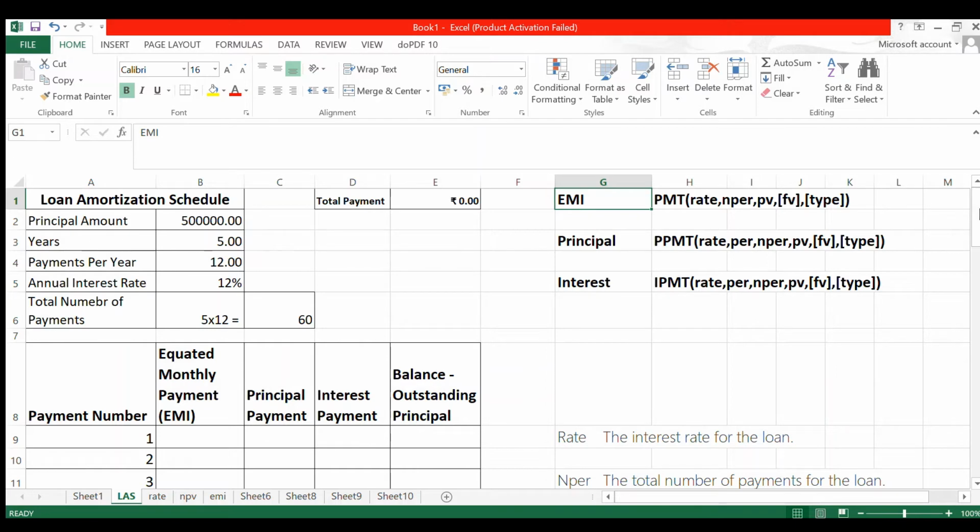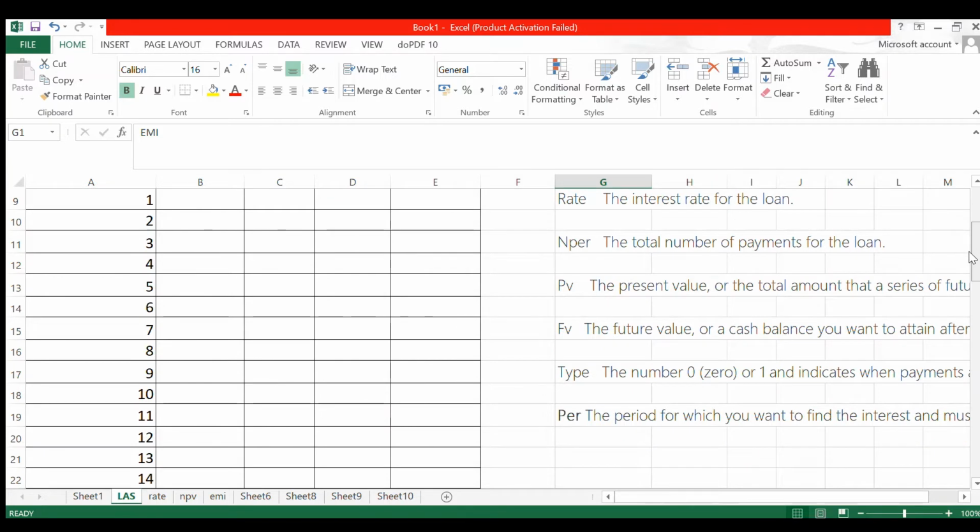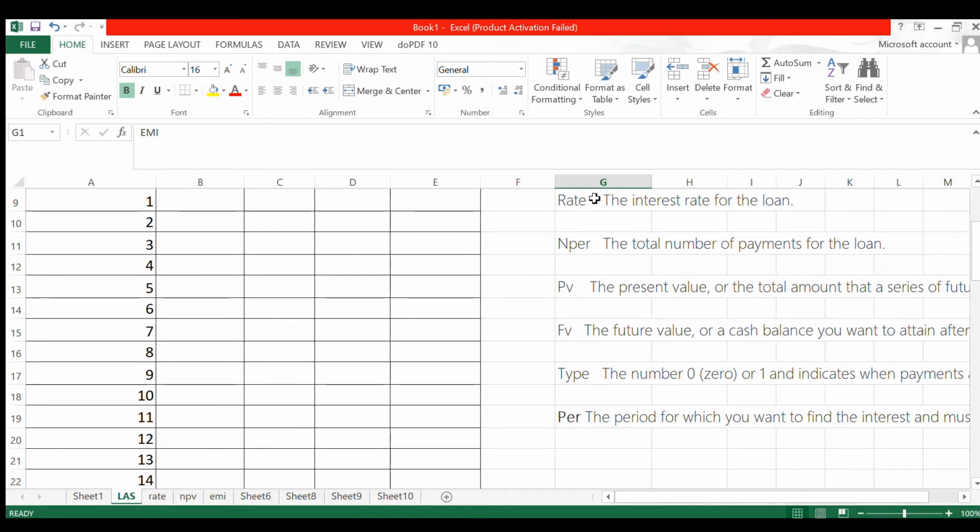Now let us check what each of these input values means. The rate means the interest rate for the loan. How much interest rate we are taking the loan from the bank at is indicated by the rate input value. Next one is NPER, that is the total number of payments for the loan. So how many times we are paying the EMI to the bank. In this case it is 60.